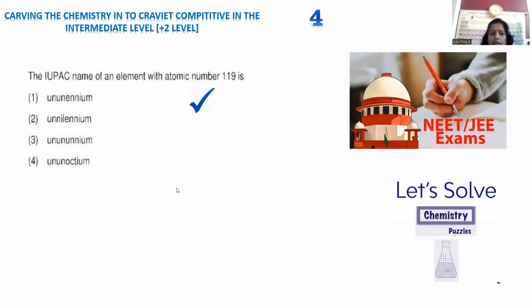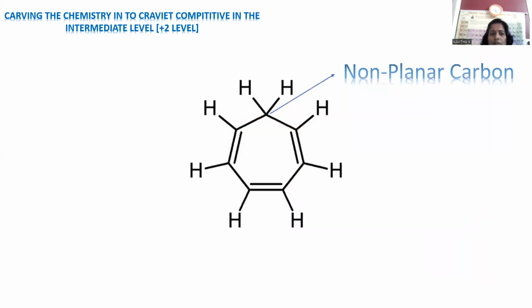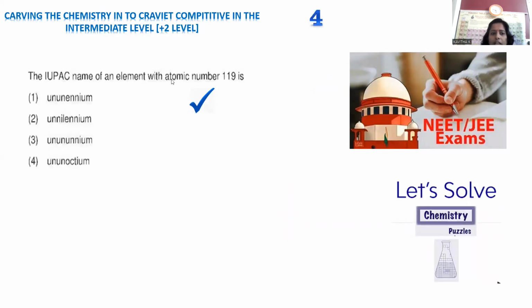Question number 3 is completed. Move on to question number 4. The IUPAC name of the element with atomic number 119 is, right? As of now, 118 elements are available.